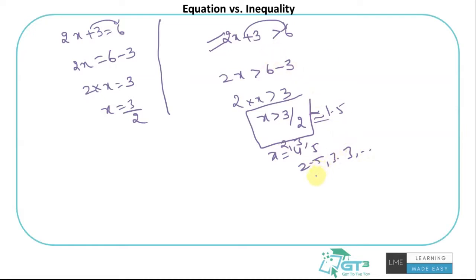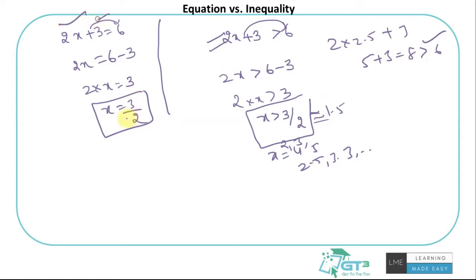For example, let me take 2.5. What is 2 into 2.5 plus 3? 2 into 2.5 is 5, plus 3 is 8, which is greater than 6. So it is correct. So the difference is this: in an equation, you will get one value which would satisfy it. x is 3 by 2. x is 2.5 will not satisfy this, since 2 into 2.5 is 5 plus 3 is 8, which is not equal to 6.